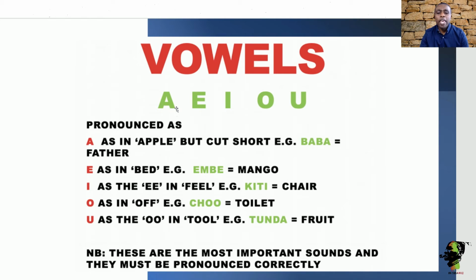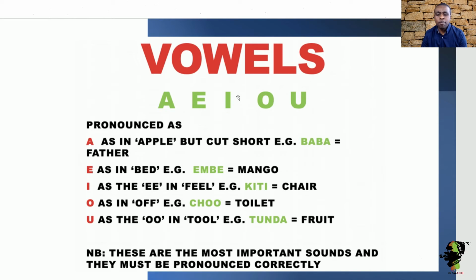The vowels. The A in Swahili is A. Can you say A? Apple. A. But cut short. For example, the word father is baba. The E vowel is pronounced as E, like in elephant, bed. A Swahili word that you can find with the E vowel is embe, which means mango.